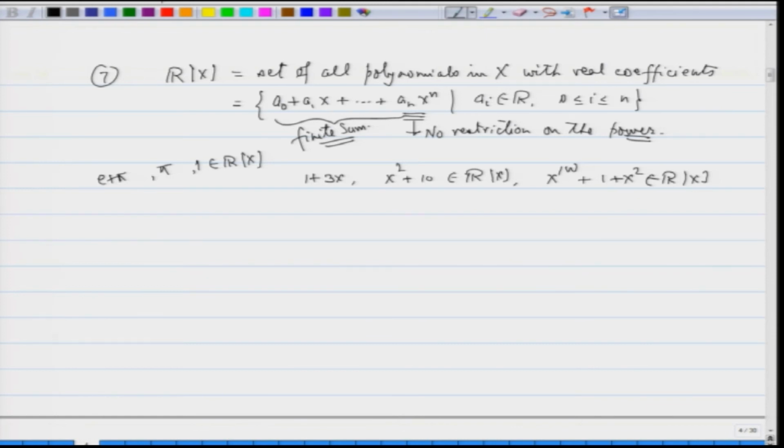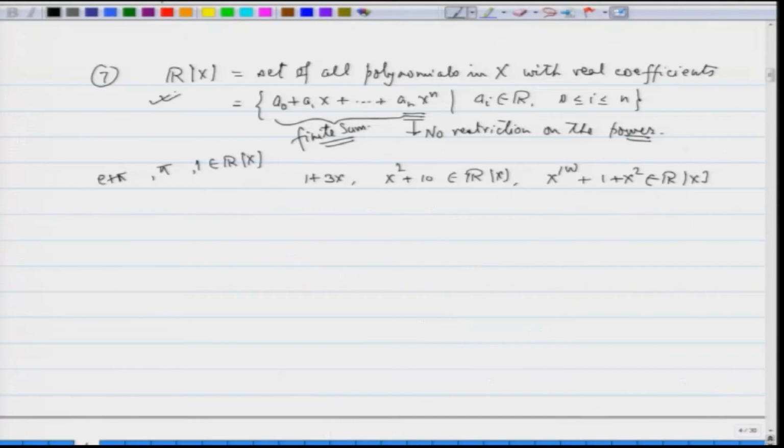Given one polynomial and another polynomial, I can add two polynomials to get another polynomial. Therefore, R[x] makes sense, the addition of vectors, addition of polynomials makes sense. I can also multiply by a scalar, so every number gets multiplied. For example, 1 plus 3x times 2 is nothing but 2 plus 6x. You are just multiplying it component wise in some sense, and that also makes sense. So, the set of all polynomials in x with real coefficients makes sense, and this forms a vector space over R, because the coefficients are real numbers.